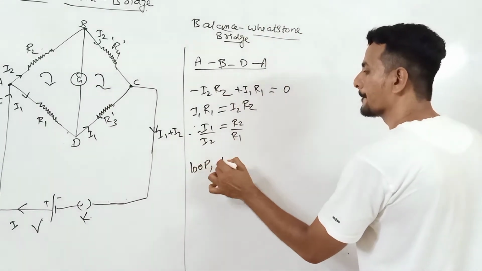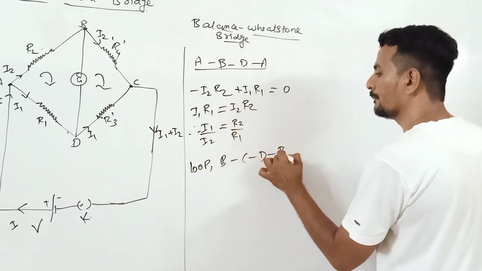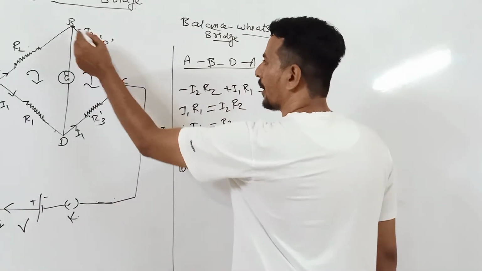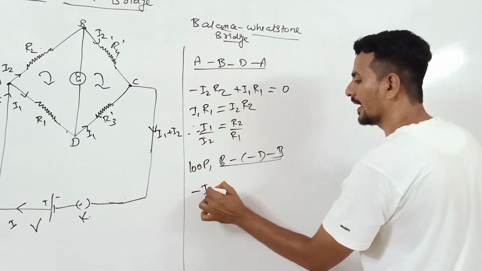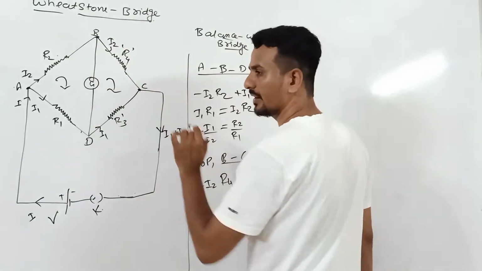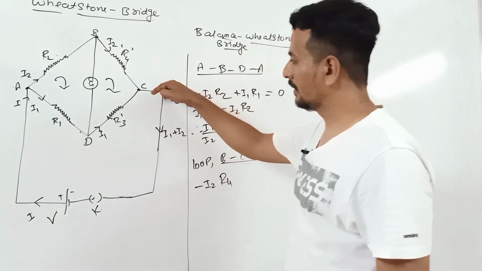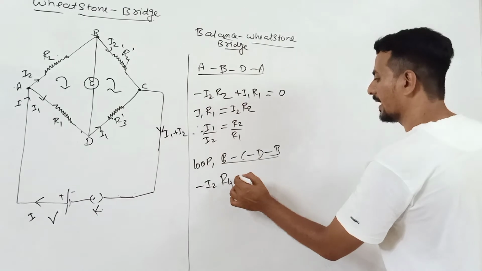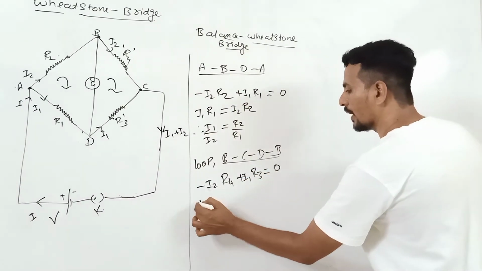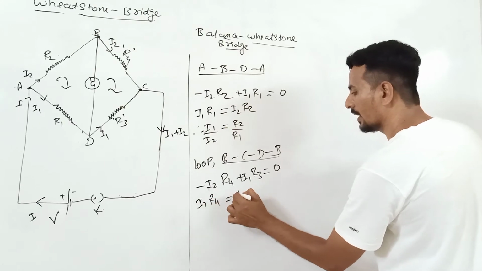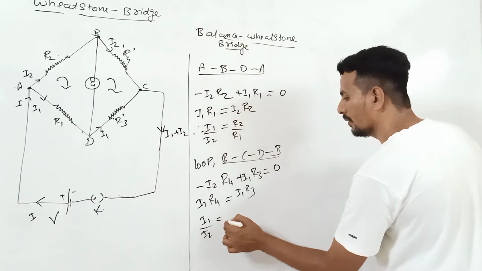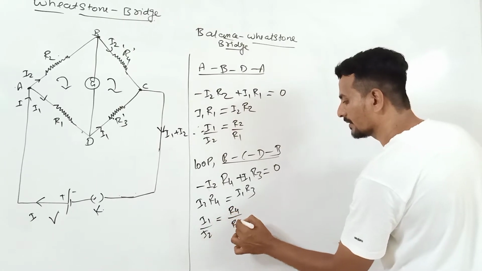loop B, C, D, B. Right? B, C, D, B. Let us start from point B. So minus I2 R4, because we are moving in the same direction as that of current. It will be plus I1 R3, that is equal to 0. So I2 R4 equals I1 R3. So again, I1 by I2 will be equal to R4 by R3.